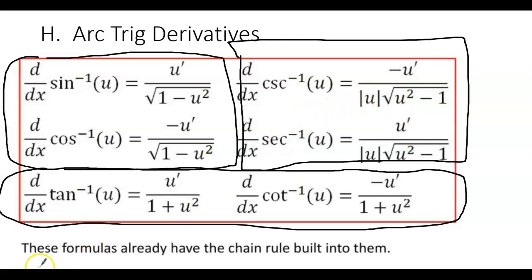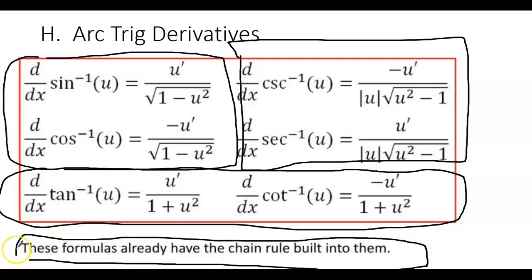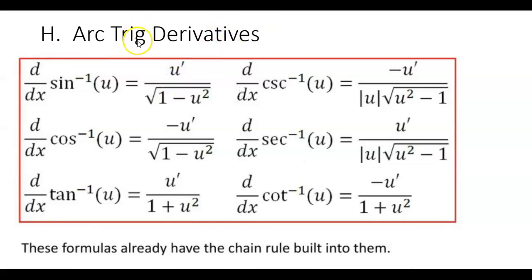So almost every one of these problems will have the chain rule built into them, just so you know. They're going to have an inside function, and it's the derivative of the outside, which is the formula, times the derivative of the inside, which usually just ends up going on the top. So the chain rule puts the derivative of the inside on the top of this fraction. All right, so let's move on here.